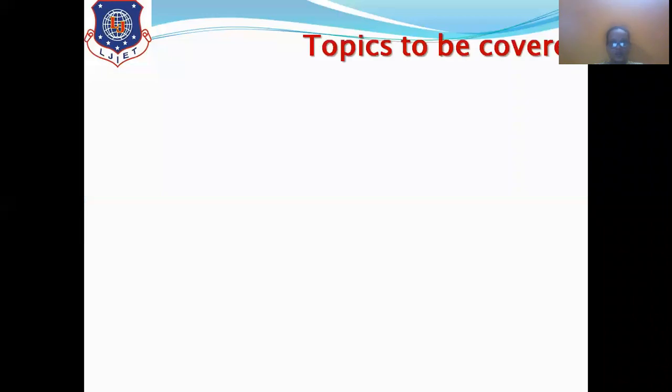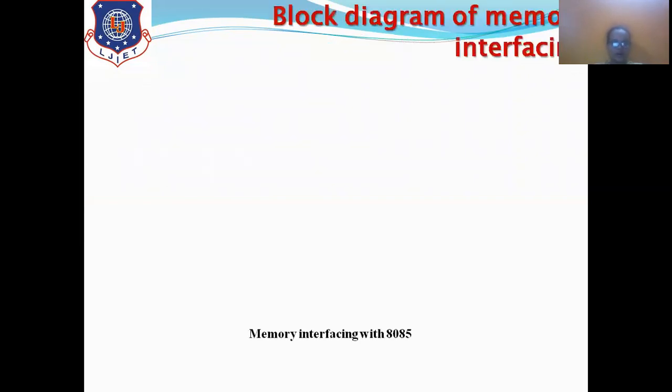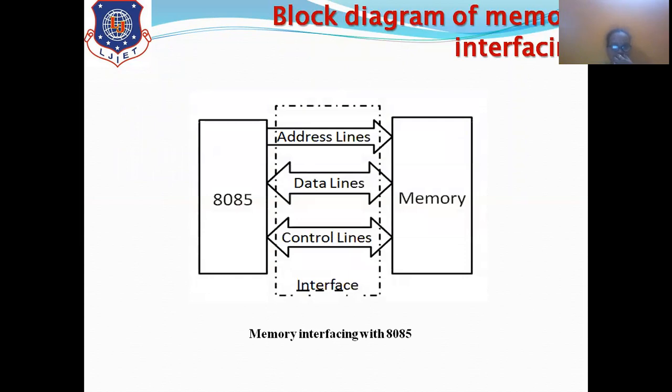Clear? So the topics to be covered in this session will be the block diagram of memory interfacing, how the memory can be interfaced with 8085. Then what are the different memory interfacing pins with 8085. Then a discussion about the higher and lower order address bus of 8085. Then how the demultiplexing of address and data bus can be carried out with the memory interfacing. And last, how the memory can be interfaced. Now, first, the block diagram of memory interfacing.